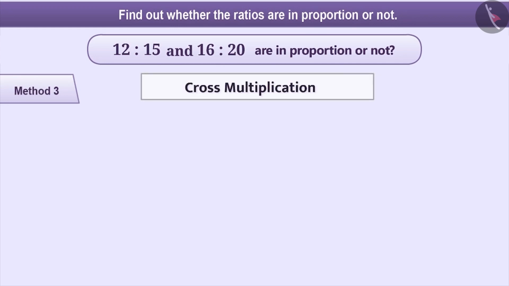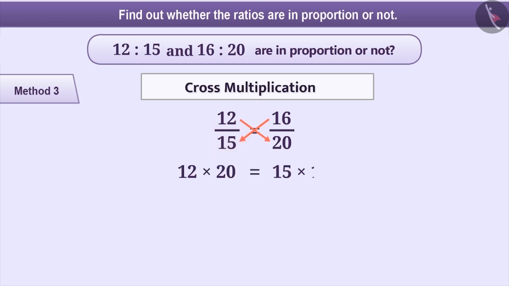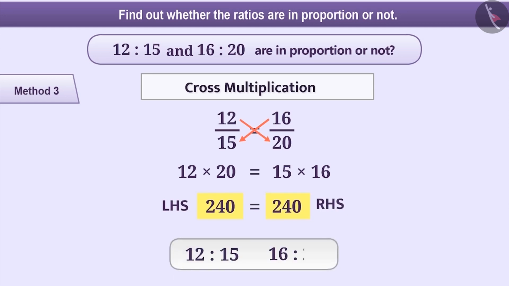In this method, we will express the two fractions like this. We will then cross multiply them. That means the numerator of the first fraction is multiplied by the denominator of the second fraction, and the numerator of the second fraction is multiplied by the denominator of the first fraction. 12 into 20 is equal to 15 into 16. The product of 12 into 20 is 240 and 15 into 16 is 240. After multiplication, we get the LHS is equal to the RHS. Therefore, we can say that 12 is to 15 and 16 is to 20 are in proportion.